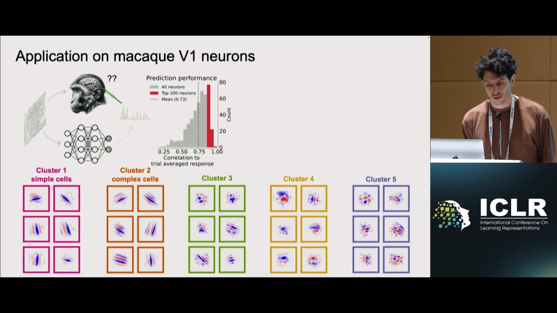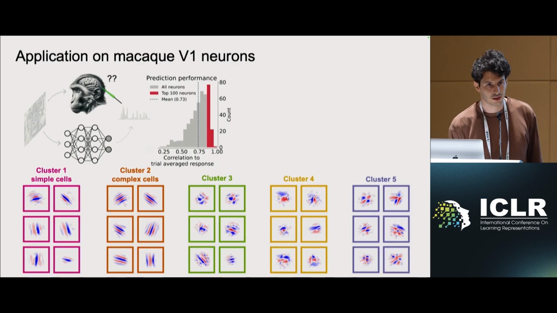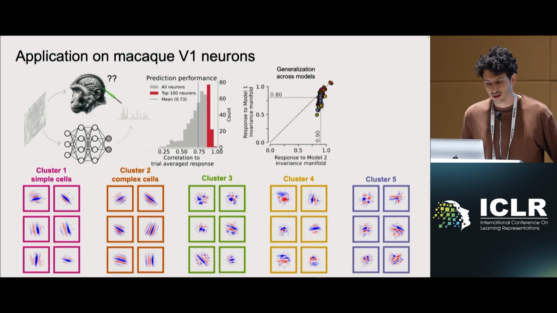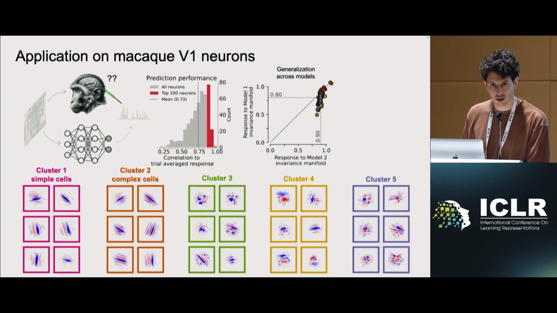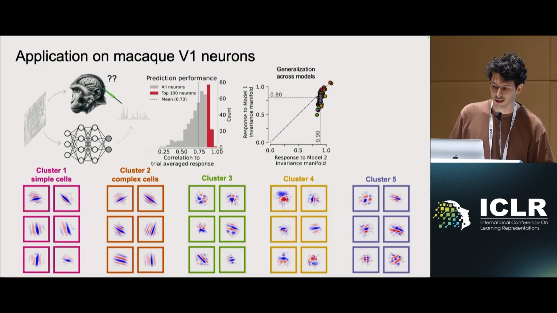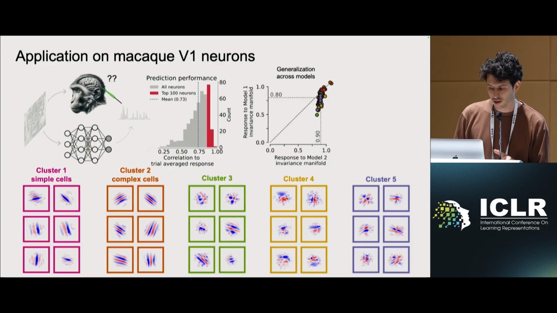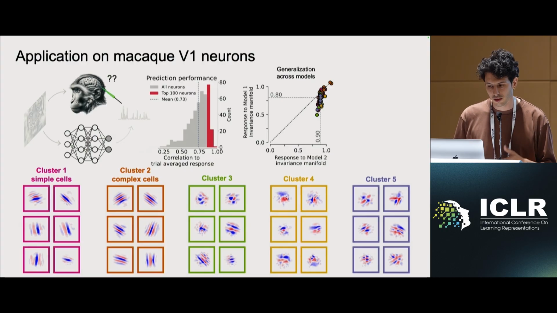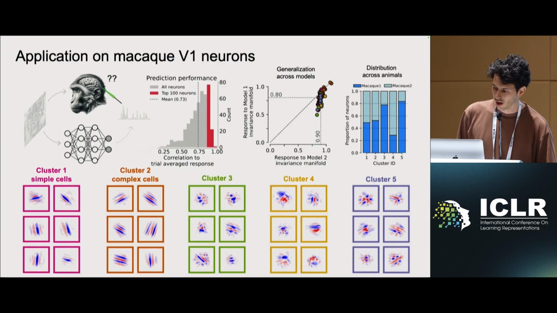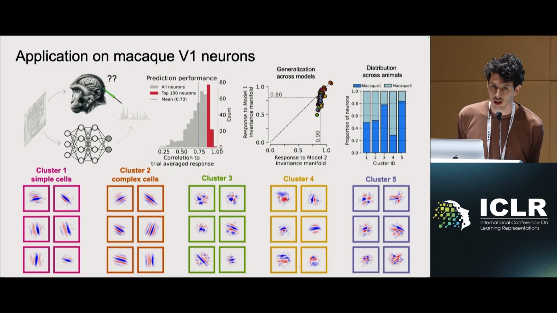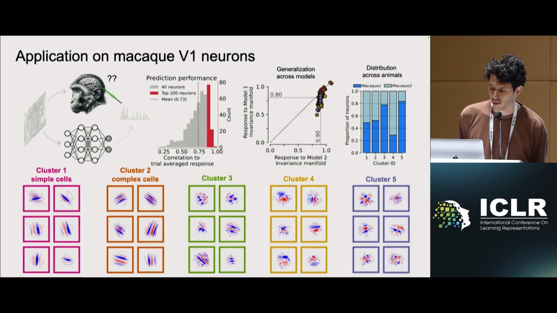So first of all, the neurons that we considered are very highly activated by our response predictive models. Second, we trained a second response predictive model with a different architecture on the same data set. We showed the invariance manifolds of the first model to the second model, and we confirmed that they were still very highly activating. And third, our population of neurons was collected from 2 different macaques, and in each of the clusters we identified, there were neurons belonging to both animals.